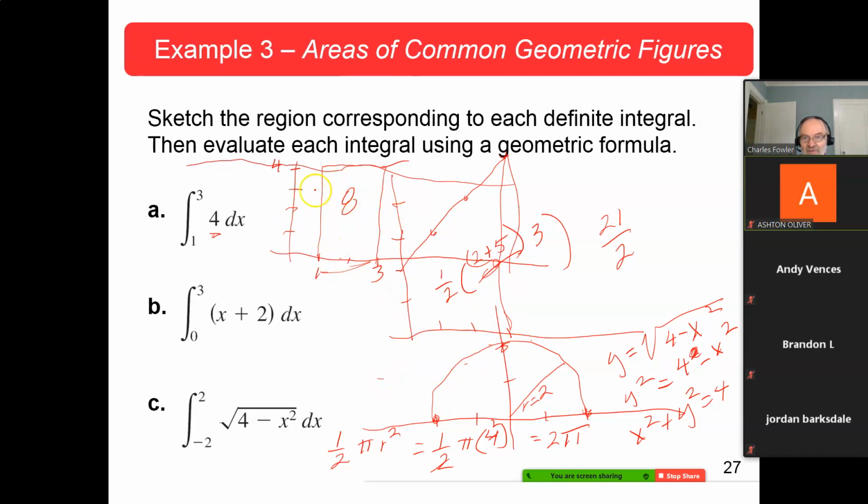Oh, there it is. This was non-negative everywhere because it was positive 4. This was certainly non-negative between 0 and 3. It wouldn't go negative until you got over here to -2, and past that you go negative. So that's perfectly fine. So the 1/2 the sum of the bases times the width. And then this is a semicircle, 1/2 pi r squared, circle of radius 2.